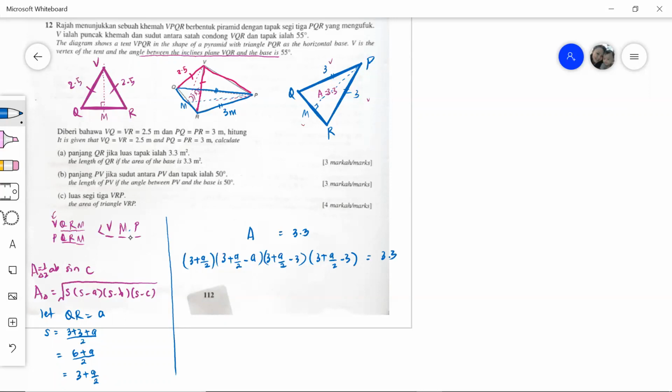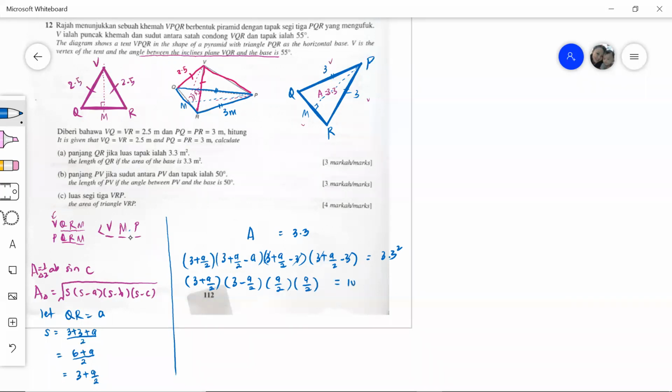There should be a square root there, so I bring the square root across, so I square the 3.3. So over here, we can just simplify the expression in the bracket first. Now 3 plus half A minus half A, we will have 3 minus half A. This one, the 3 cancel off each other. We're left with half A times half A.